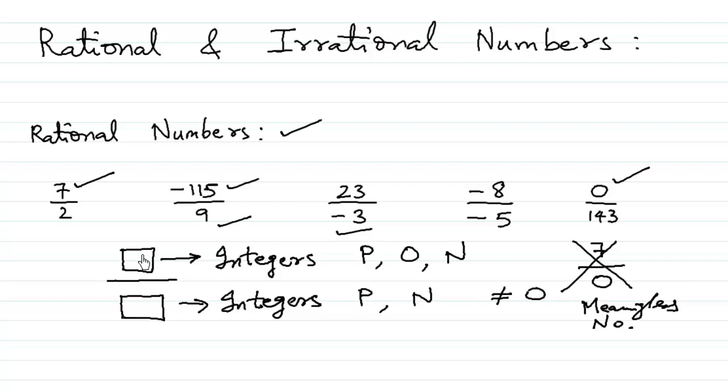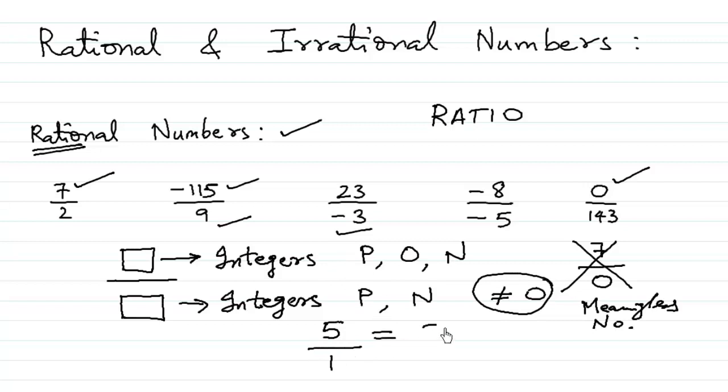So what are rational numbers? Rational numbers are nothing but the ratio. That's how this word rational comes. It's a ratio, or a division of two integers, one in the numerator and one in the denominator. But the denominator integer cannot be equal to 0. So you can have, let's say, 5. 5 is also a rational number, because if nothing is written in the denominator, we can assume that 1 is there. So 5 upon 1 is nothing but 5, and similarly 5 is 5 upon 1.